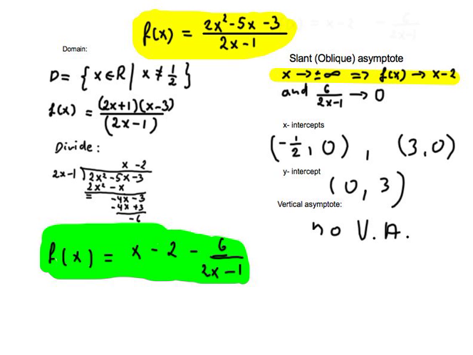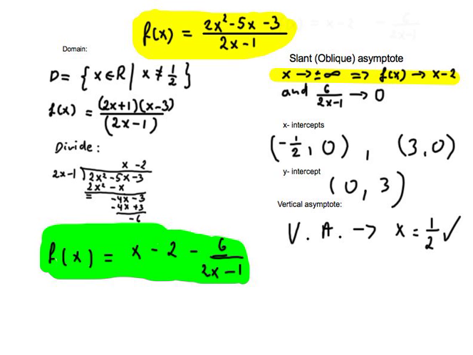X and y intercepts are found easily because of the format of this function. So the numerator is equal to 0 at negative 1 over 2 and 3. There is a y-intercept at 3 and a vertical asymptote. Why did I put no vertical asymptote here? No idea. Since there is a restricted value at 1 over 2, you do have one vertical asymptote. So there is 1 at x equal to 1 over 2.